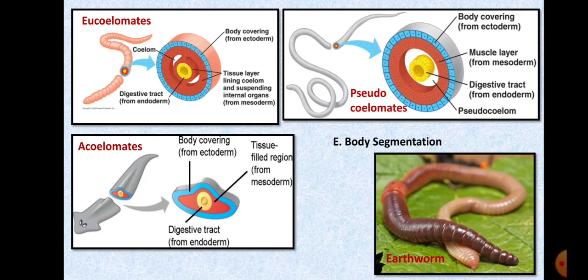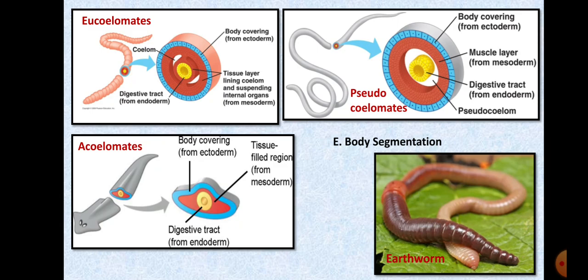See, the digestive tract, which is formed from the endoderm. I said you that from these you will have your tissues, your organs and organ systems being developed. Body is covered by ectoderm. Ecto means the outside layer. And from mesoderm you will have the tissue layer lining your cavity. You can see the cavity as well.